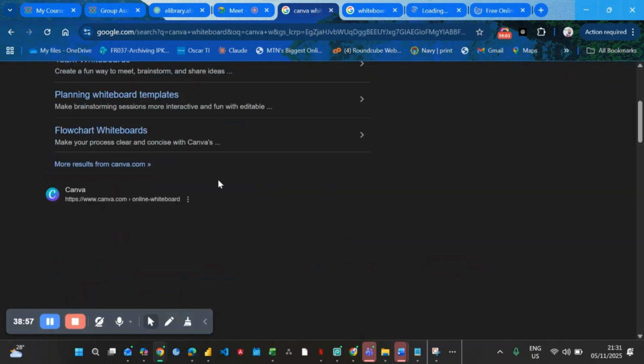Why is this not loading? Why? These tools now. When you need them, they just misbehave.